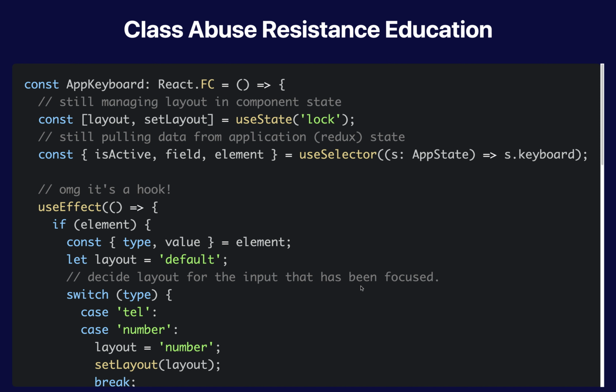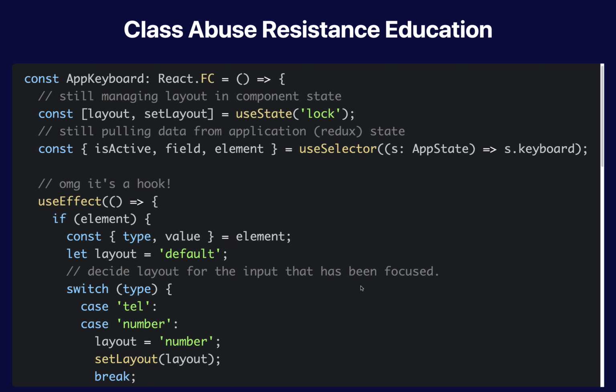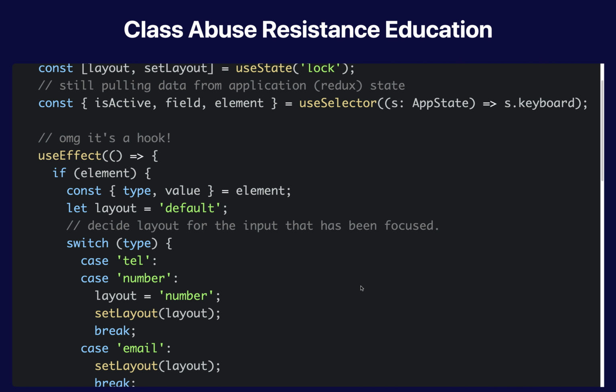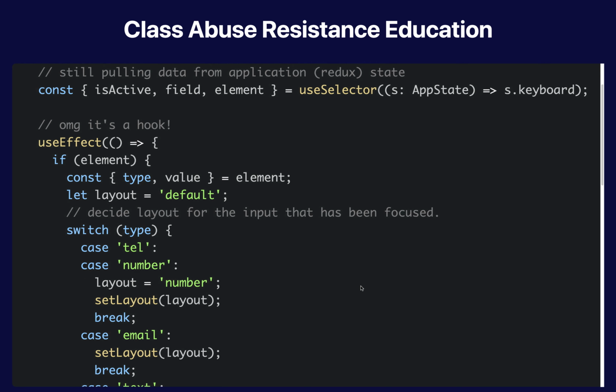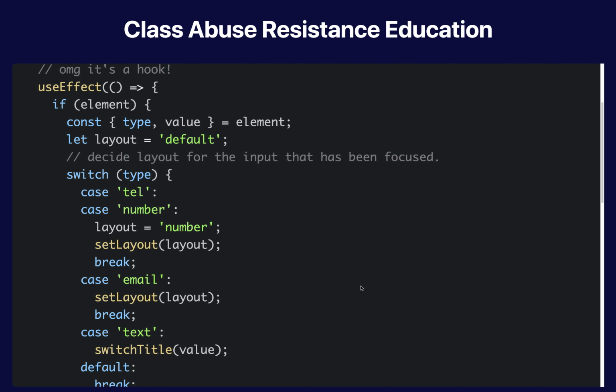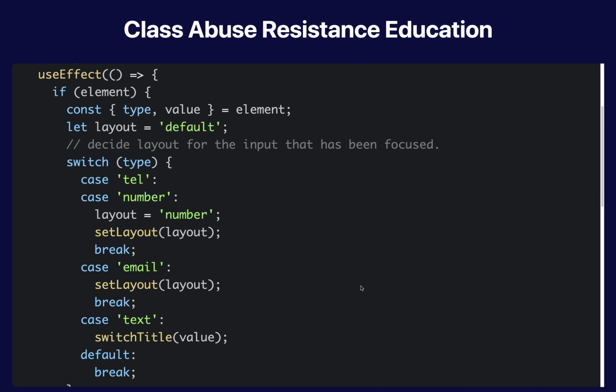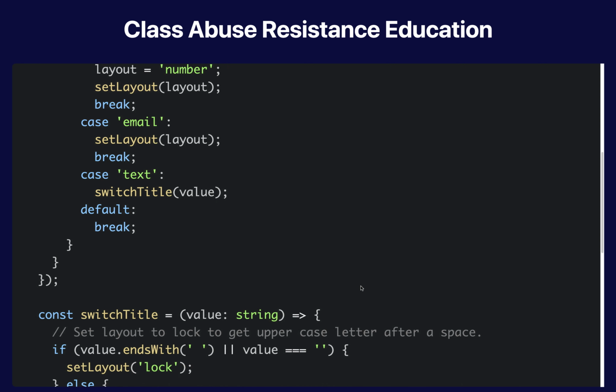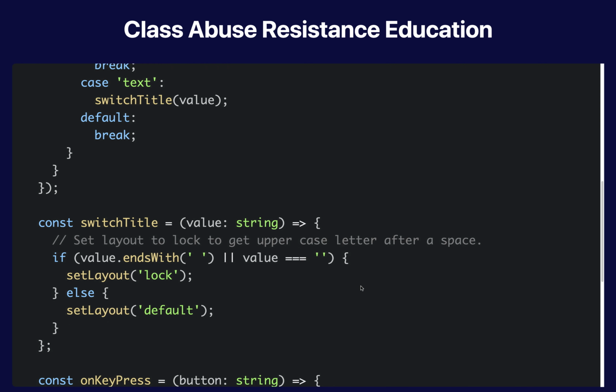And then we're using a React hook called useEffect, and we're going to dive quite deep into this in a little bit, but it's effectively a replacement for all of your component lifecycle methods that occur in a class. So we go if element, grab this data, set a default as the layout, and then go through that same decision tree by that same switch statement, which is exactly the same as it was before. And then switch title if we need to, and that's the same.